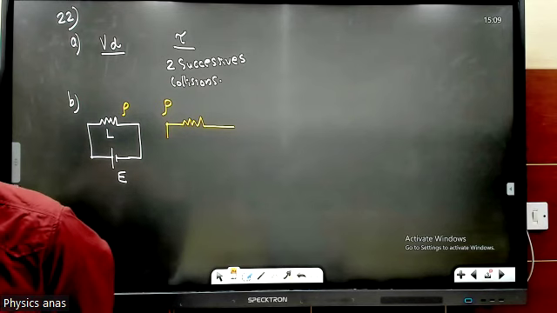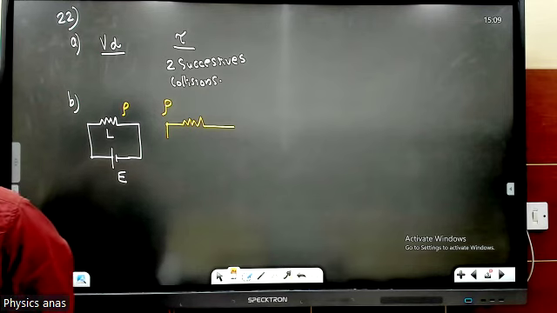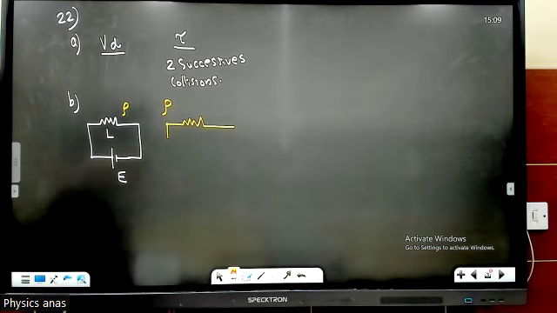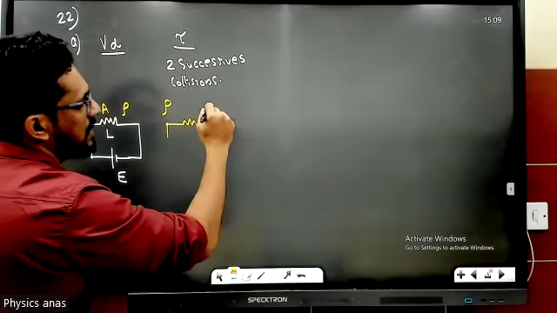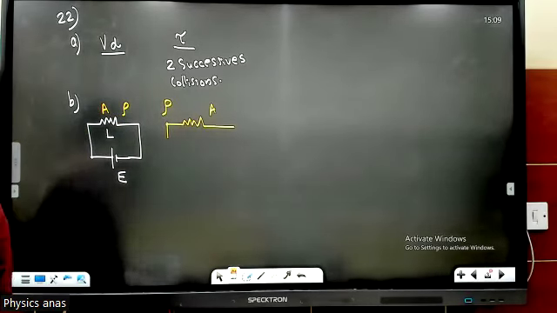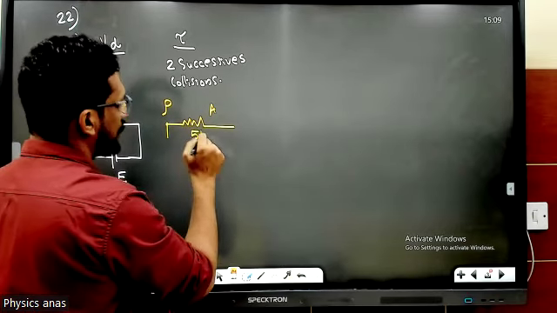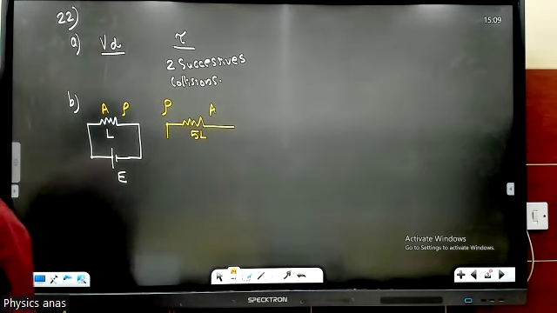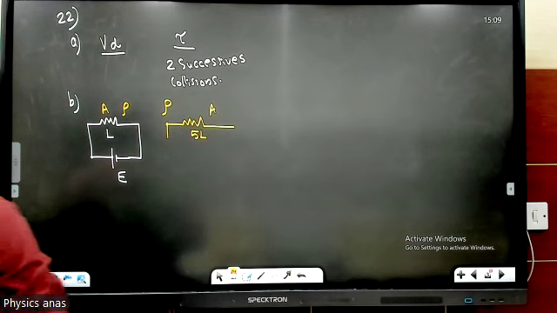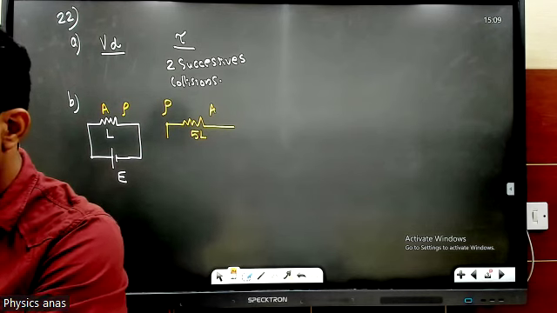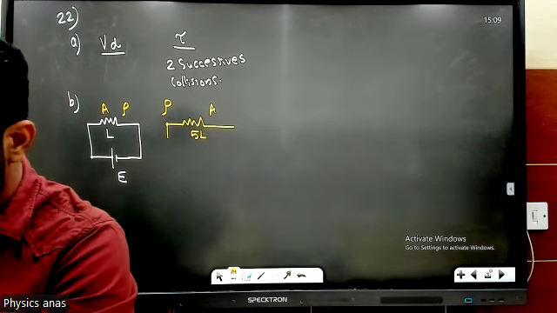And if the conductor is replaced by another of the same material and area of cross section but of length 5L, the area of the conductor here and here is also the same. But the length has changed to 5L. In the first case the length was L, and in the second case the length is 5L. By what factor will the drift velocity change?